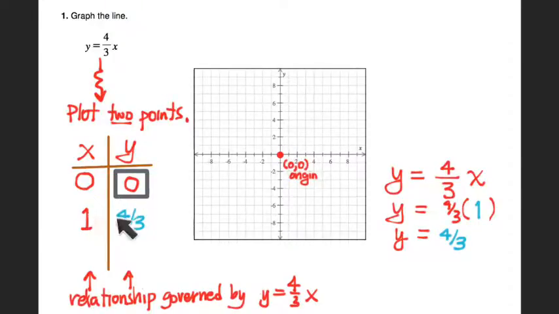Because my x-coordinate's positive. Right. So I'm going to start by moving to the right by 1 unit. And so this point, (1, 4/3), if we know nothing else about it at this point, we at least know that it's going to be somewhere along this vertical line here that's 1 unit to the right of the y-axis. So that's how we're going to locate it in the x direction.